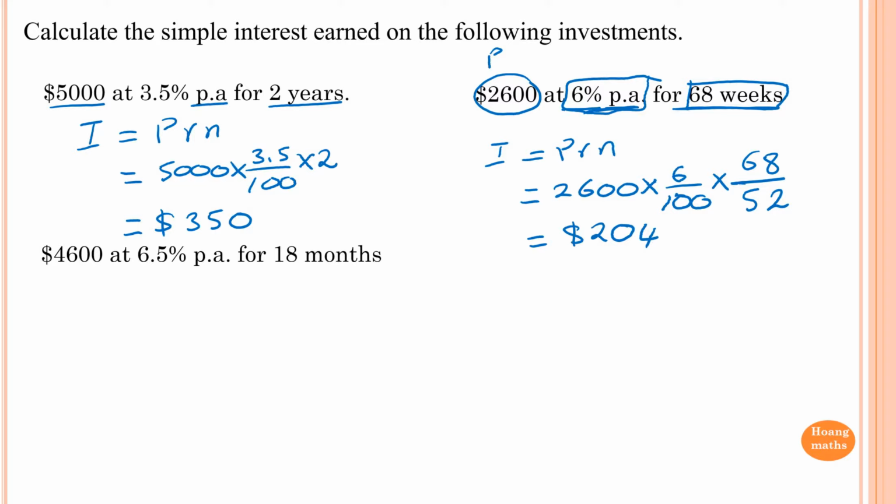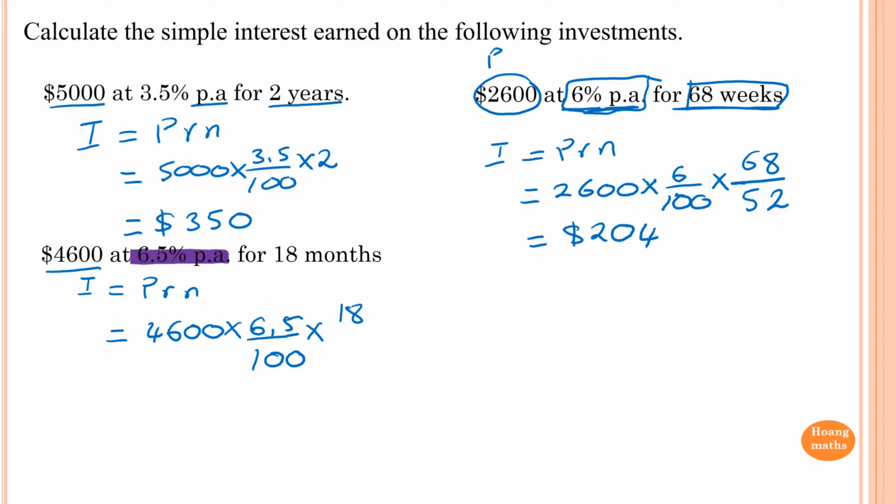Now the next one. The amount of investment is $4,600 at 6.5% per annum, which means per year, for 18 months. So what that means is I equals PRN. I is the interest, of course. P is the amount of money you put in the bank, which is $4,600 in this case, and you times by 6.5%, which means 6.5 over 100. Times by 18 months. So I times by 18. That is per year here, and then this is 18 months.